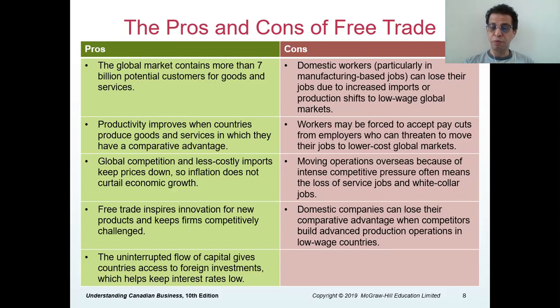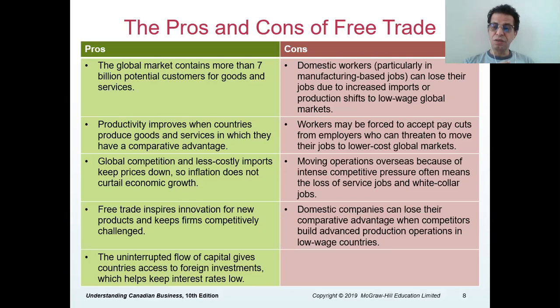The global competition and less costly imports keep prices down. So in the USA you tend to buy more Canadian products because they're cheaper. So inflation does not curtail economic growth, it doesn't stop economic growth. And free trade inspires innovation for new products and keeps the firm in a competitive challenge. So if you want to sell to the States, there are extra things you can add into your production, making it more varied or more competitive, for example, than only selling it to Canada.